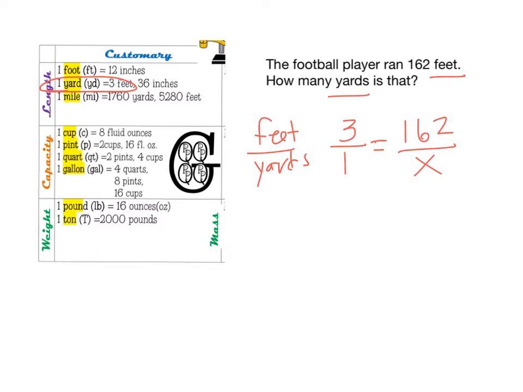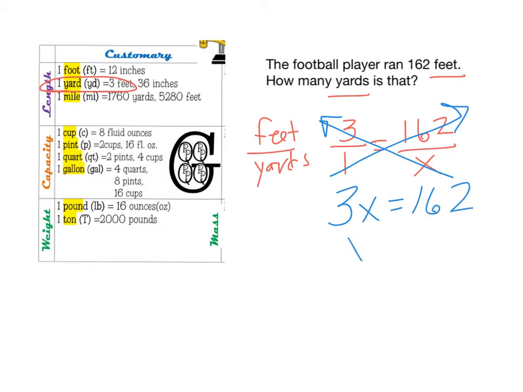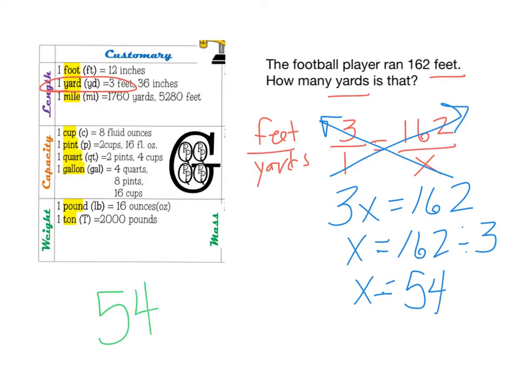The next thing you're going to do, follow that cross products to find the answer. So multiply this direction. I have 3x. Go this way. 1 times 162 is 162. To solve this, you are going to divide by 3. And that is going to give you x is 54. That tells me an answer of 54 yards.